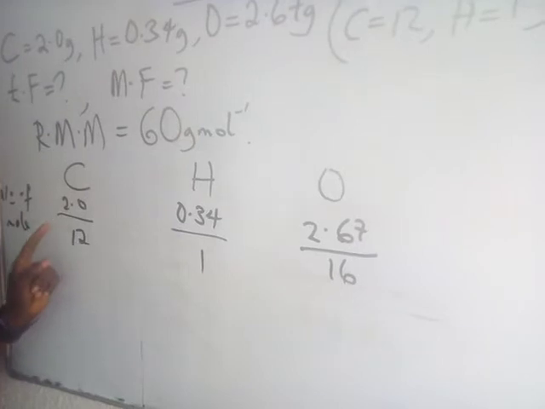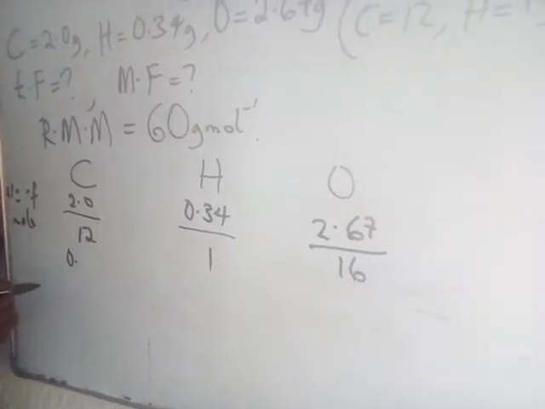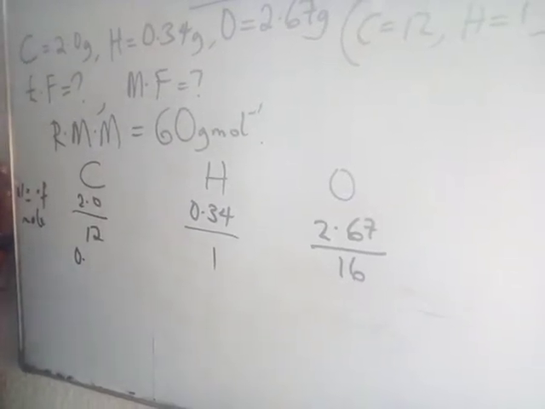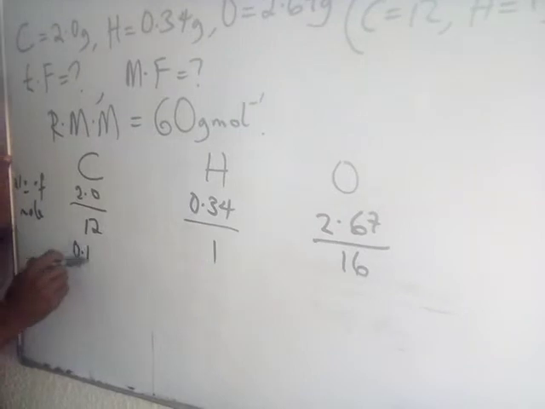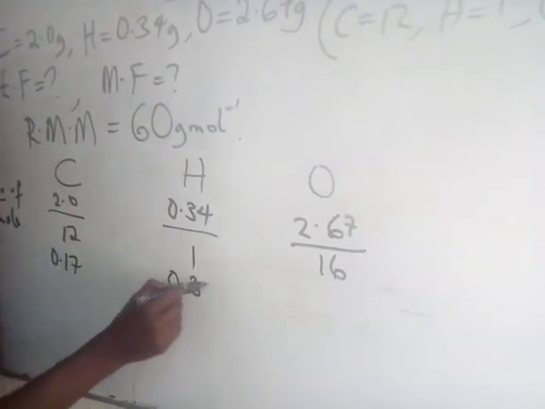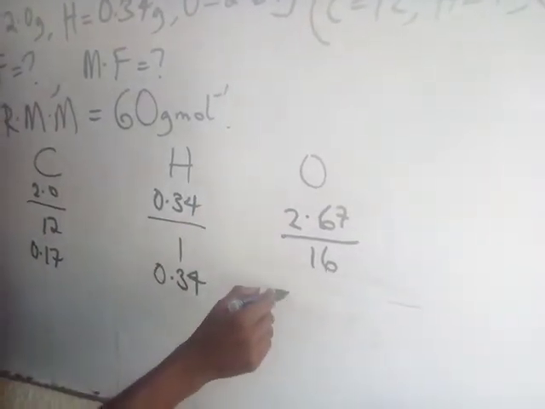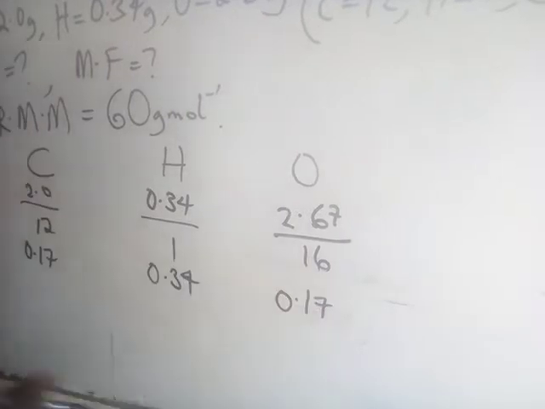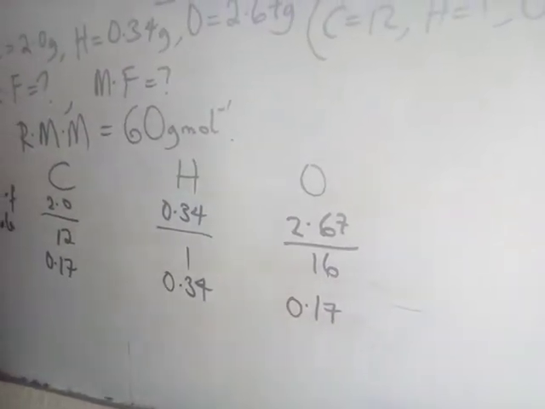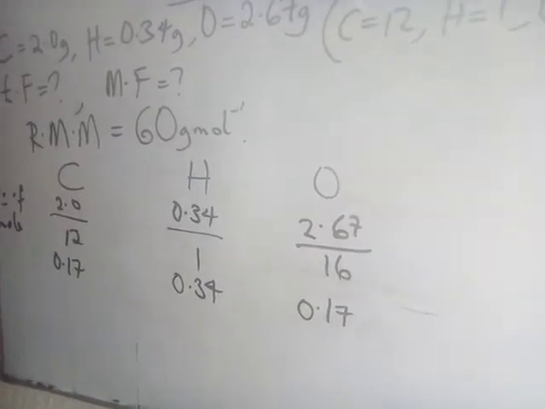So when you have 2.0 divided by 12, what do you have as your result? 0.167. But let's get our result in 2 decimal places. So 0.17. Then this remains 0.34. And then this is 0.17. Now, the next move is the simplest ratio.